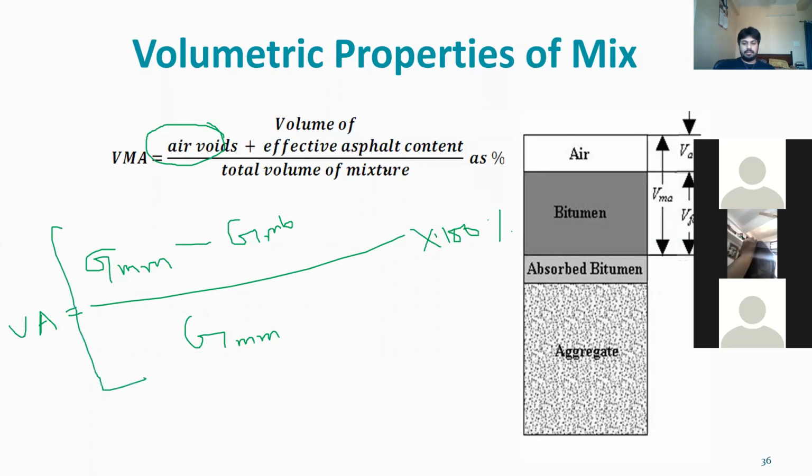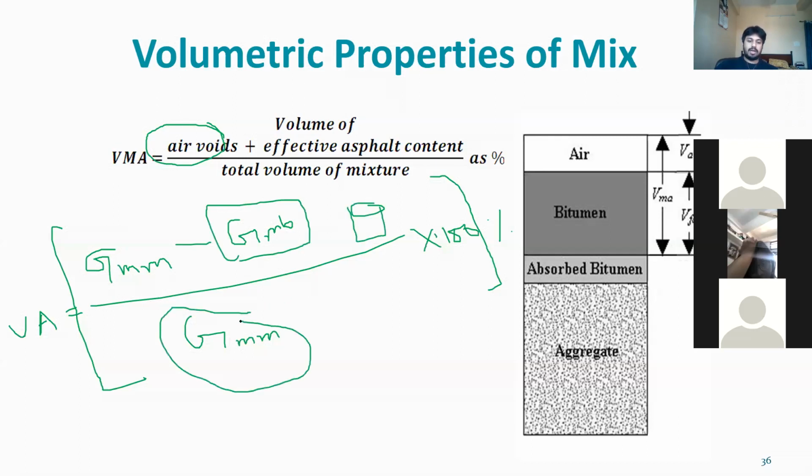Get it ahead too. Okay, so this GMM means maximum theoretical specific gravity. That means you have no air voids here, and here you have air voids, when you take your cylindrical sample. Then if you use this formula, you will get the percentage of air voids in the cylindrical samples. Okay.